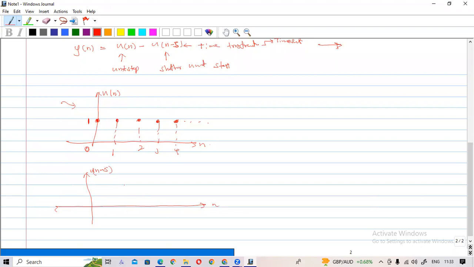The signal is shifted to this direction. Okay, the signal is shifted to this direction. The signal should be shifted in this direction by 5.